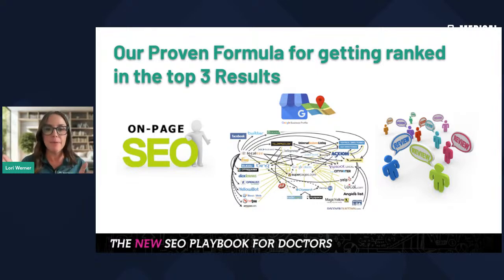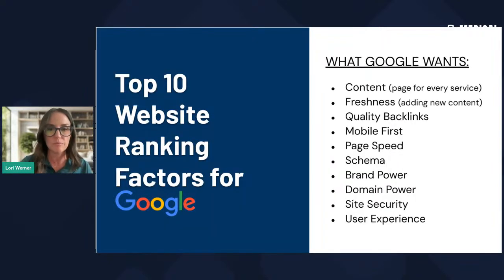And so to keep it really simple, we're going to go over these top 3 things that you need to do to rank organically in the top 3 search results. So we're going to talk about on-page SEO, we're going to talk about Google Business and directory listings, and then we're going to talk about reviews.